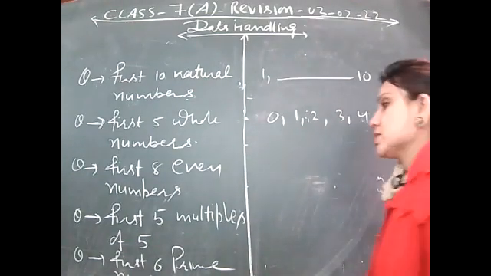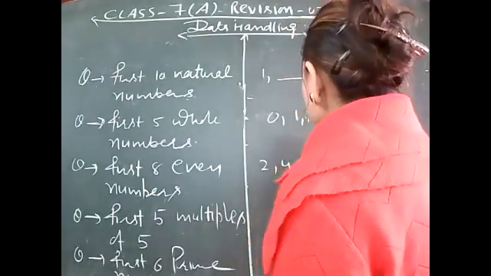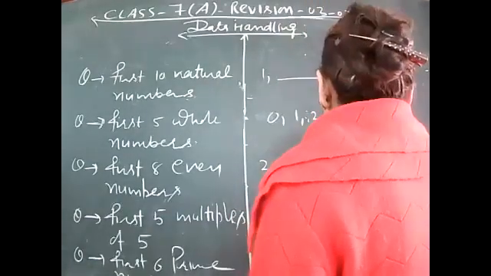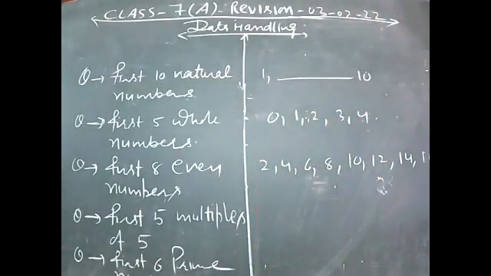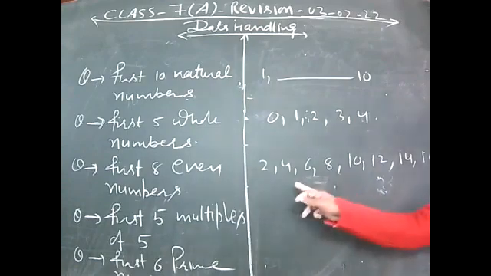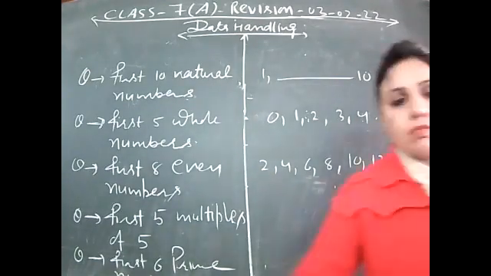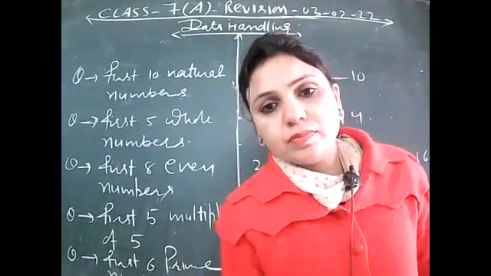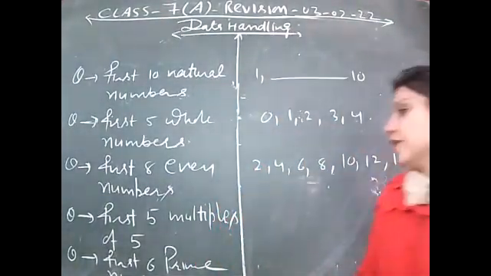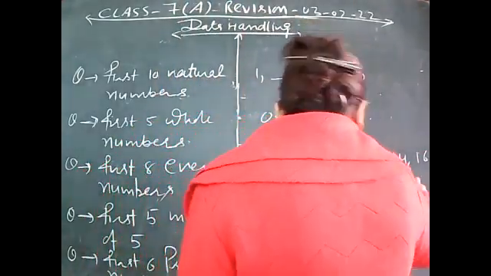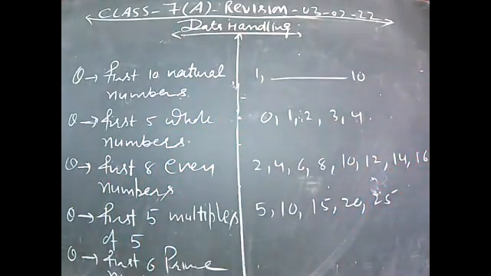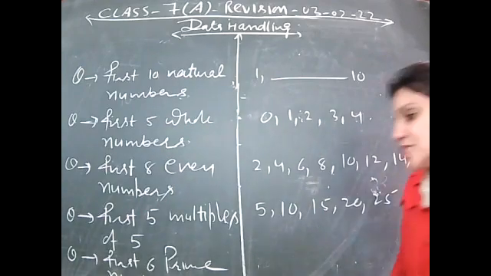First 8 even numbers. These are the first 8 even numbers. You can find their mean: add them, divide by 8. Then first 5 multiples of 5. Then first 6 prime numbers.